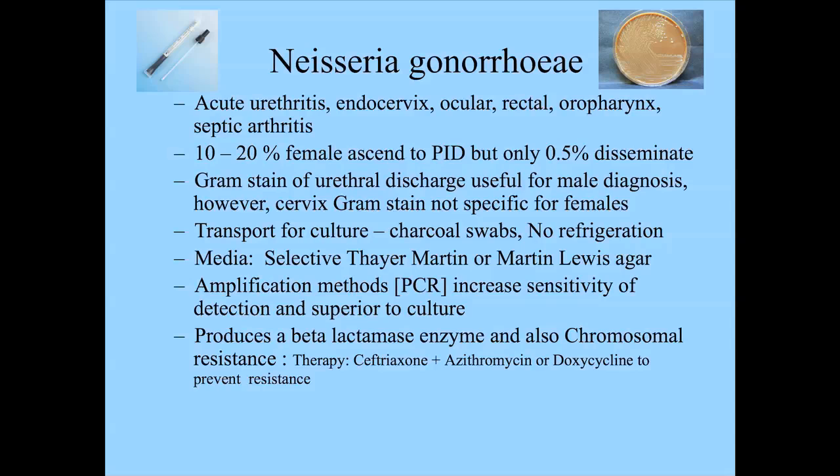GC is known that it can produce a beta-lactamase enzyme, of course, and render it resistant to penicillin. We haven't seen penicillin susceptibility for GC in the United States for probably 30 to 40 years. And also, there's chromosomal resistance. Therapy for GC currently consists of ceftriaxone plus erythromycin or doxycycline, and the combination therapy is to prevent resistance.